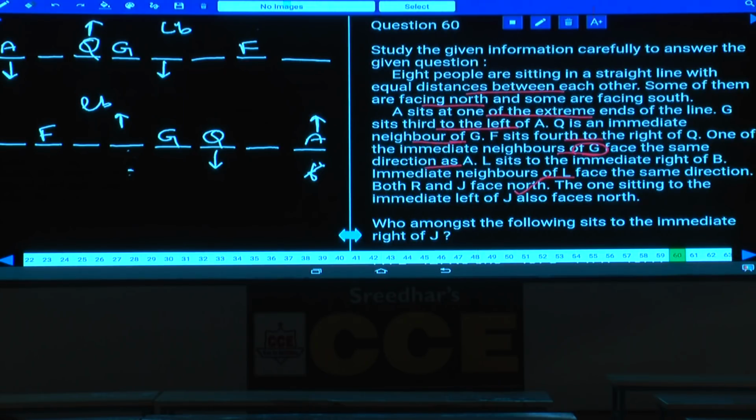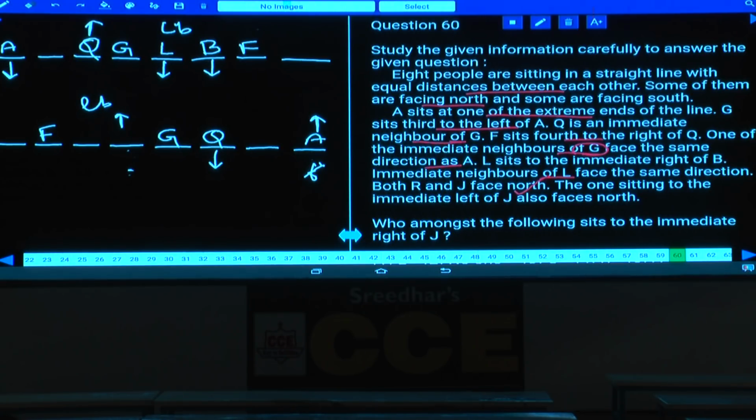Now see here. Tell me whether B can be at this place. If B sits here, L sitting to the immediate right of B is not possible. If B is here, G sits to the immediate right of B rather than L. Isn't it? Hence B cannot be here. As B cannot be here, then where should it be? If B is here, L sits to the immediate right of B, so L must be here. If L is here, then B must be facing towards south.